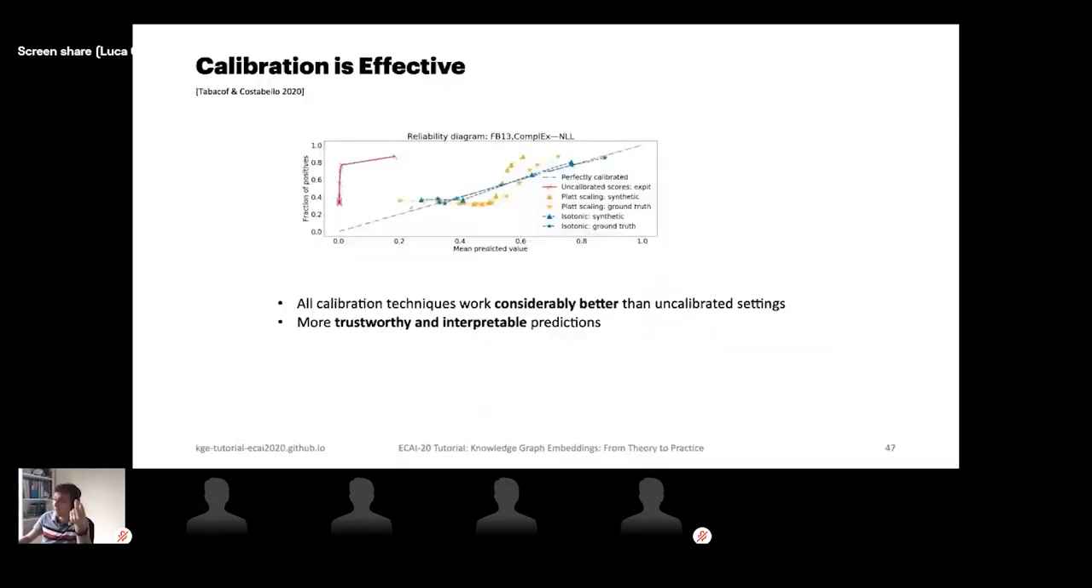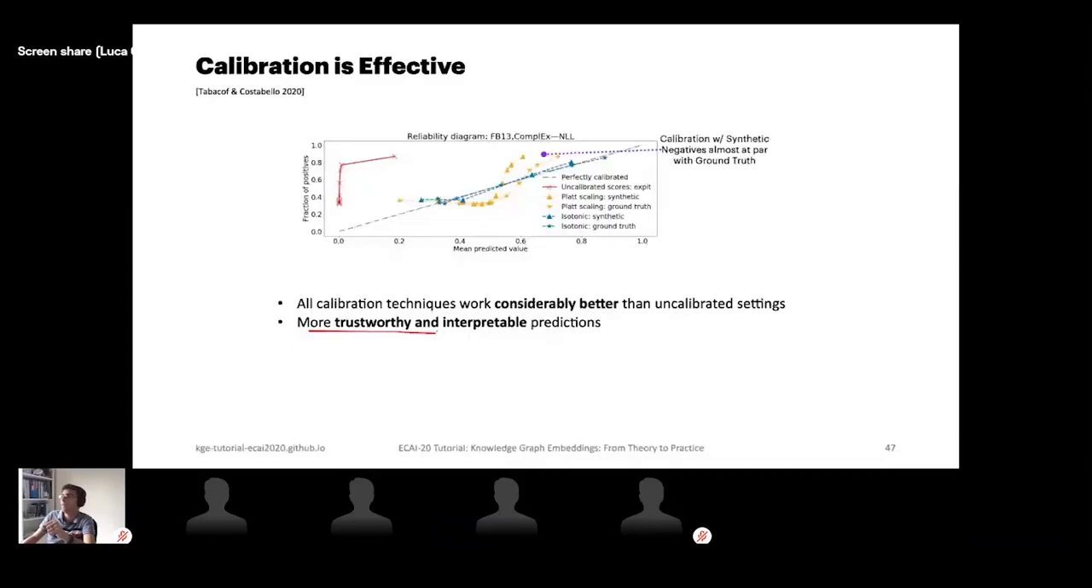Again, this calibration plot should look like a diagonal line, and we see that the yellow and blue lines look way, way, way better than the red one, which is the uncalibrated version. So consider that in your applicative projects. Calibration is important, and it will give you more trustworthy and interpretable predictions, right? It's always better to work with a calibrated model than not, right?